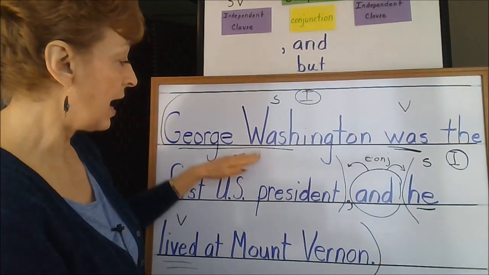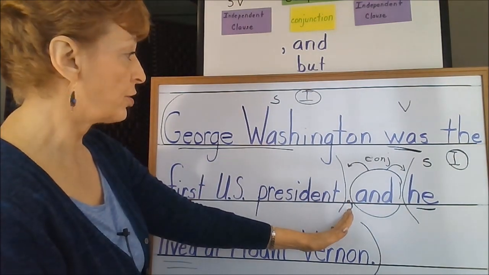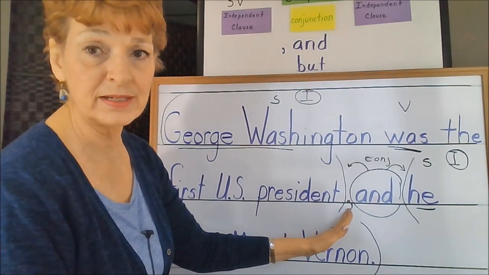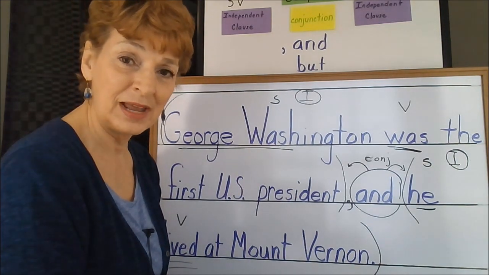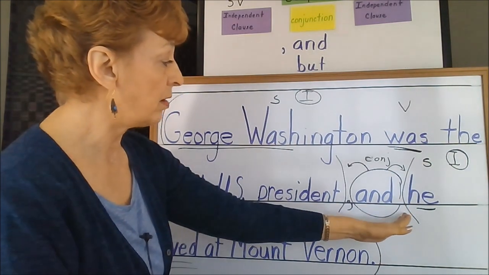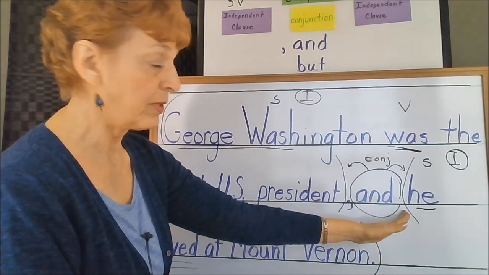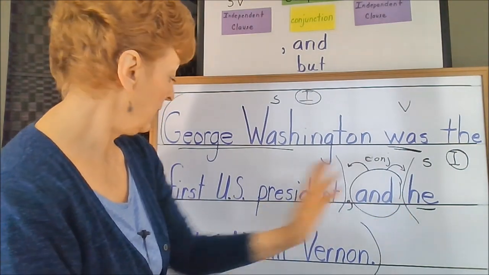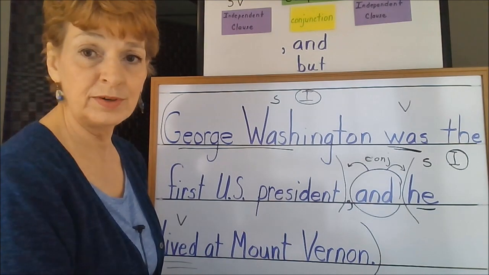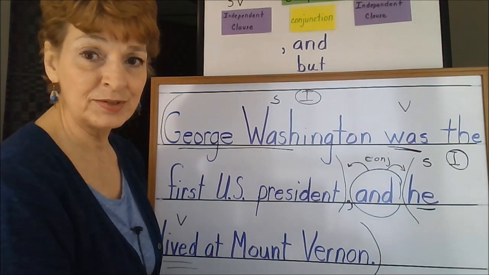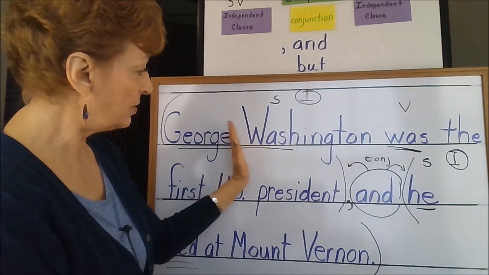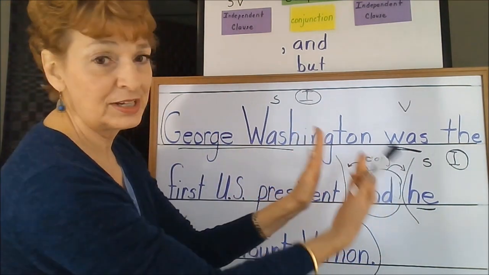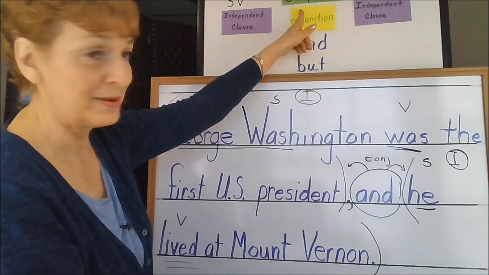Basically, we could have stopped the sentence right here. George Washington was the first U.S. president, and made a simple sentence structure that I explained in a former video. We could also start here with a capital letter at He lived at Mount Vernon, period. That would be another simple sentence. So we would have two simple sentences joined with a conjunction makes a compound sentence.